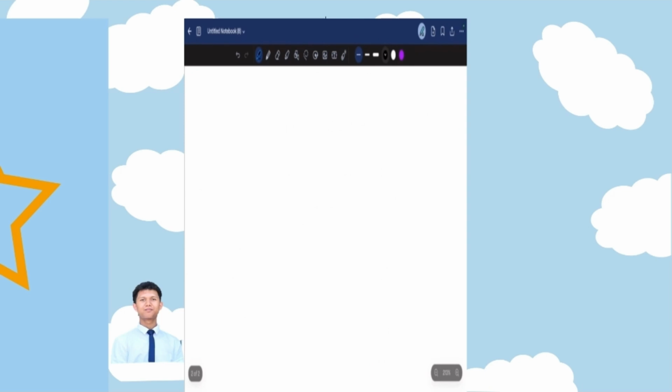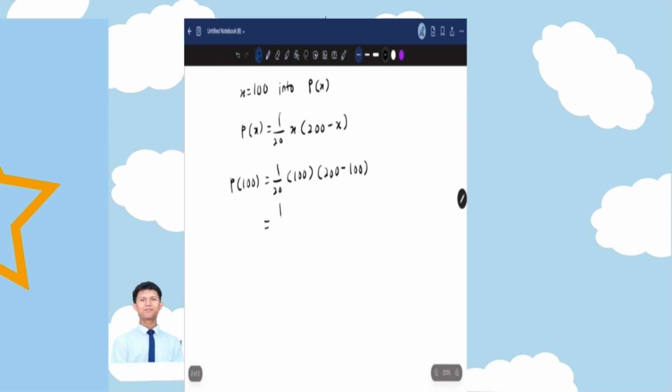So for the last step, we need to compute the maximum profit by substituting x equals 100 into P(x), and we know that P(x) equals 1 over 20x times (200 minus x). Therefore, P(100) equals 1 over 20 times 100 times (200 minus 100), and then we will get 1 over 20 times 100 times 100, and the final answer we get is 500.